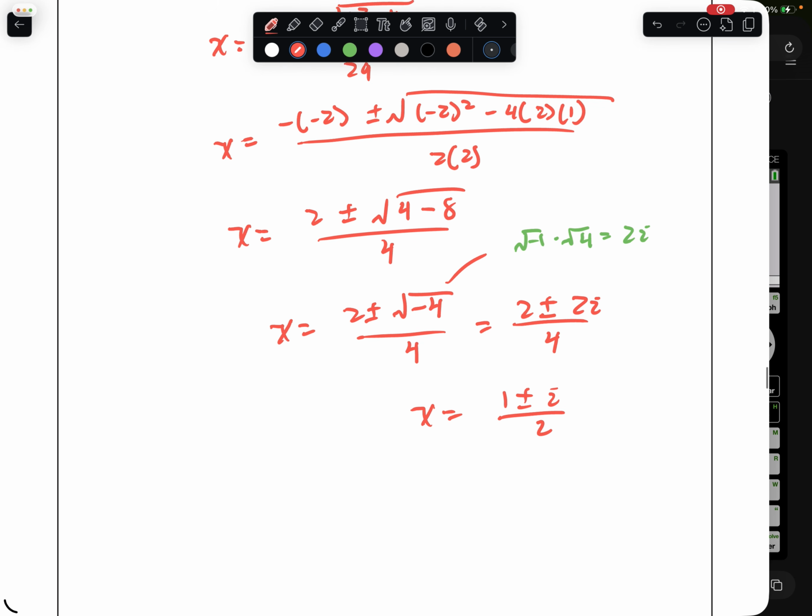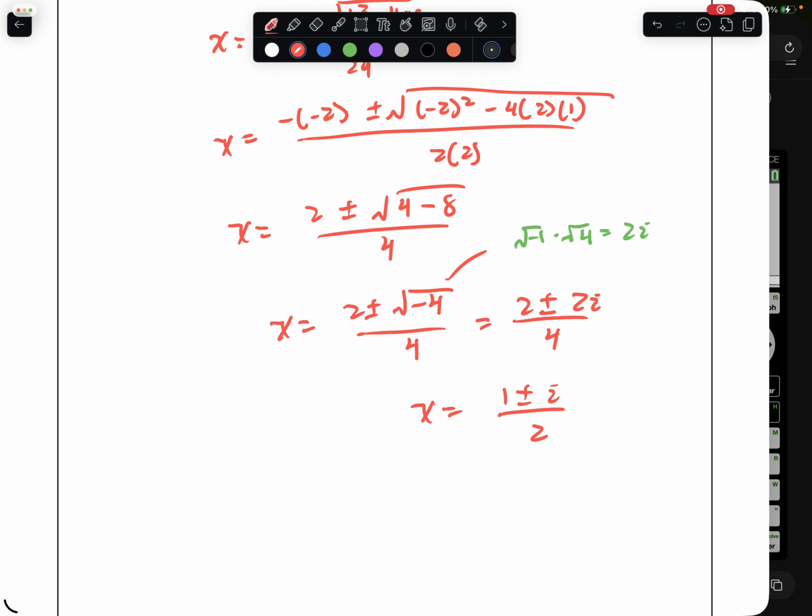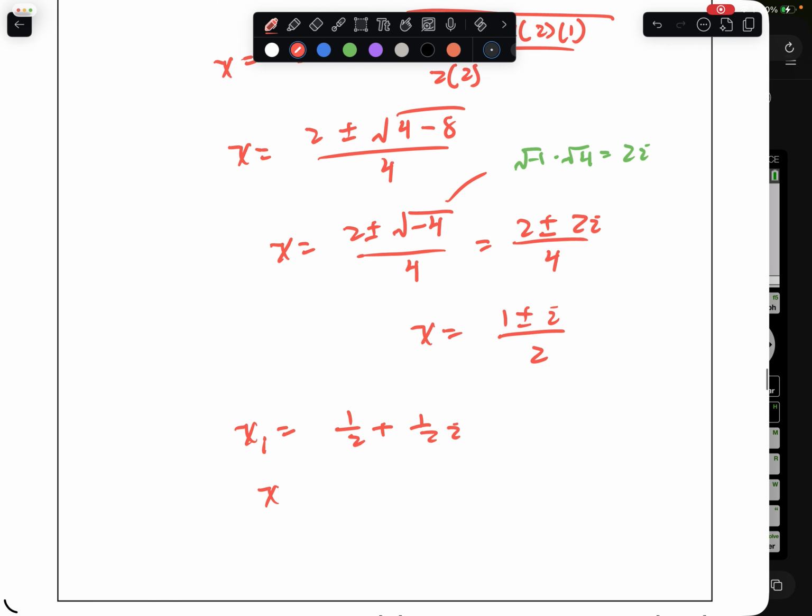So this is in simplest form. So we have two solutions. So x1 is going to be 1/2 plus 1/2 i, and my other one is going to be 1/2 minus 1/2 i. And I think you can combine those two things, but if it's separate, it's just a little bit better. But both work.